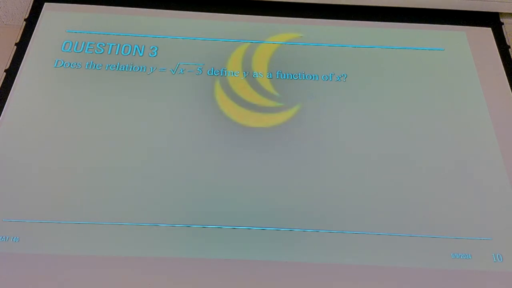I think this one's also straightforward. What about y equals square root of x minus 5? Yes, that is a function. Each x value will only give you one y value. What about y equals 5?